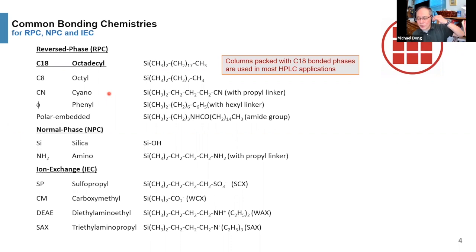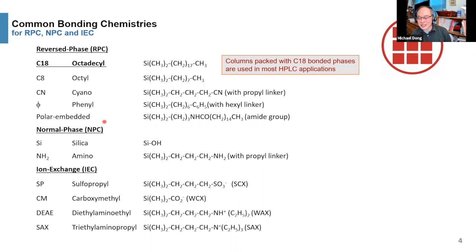Cyano actually is not very useful, right? There are people who do not believe cyano is a good stationary phase. It gives you different selectivity, but you can get the same kind of selectivity from switching methanol to acetonitrile because it's the same cyano interaction. I like phenyl. I think phenyl is really good for pharmaceutical analysis. Why? Because most pharmaceuticals have an aromatic ring, right?